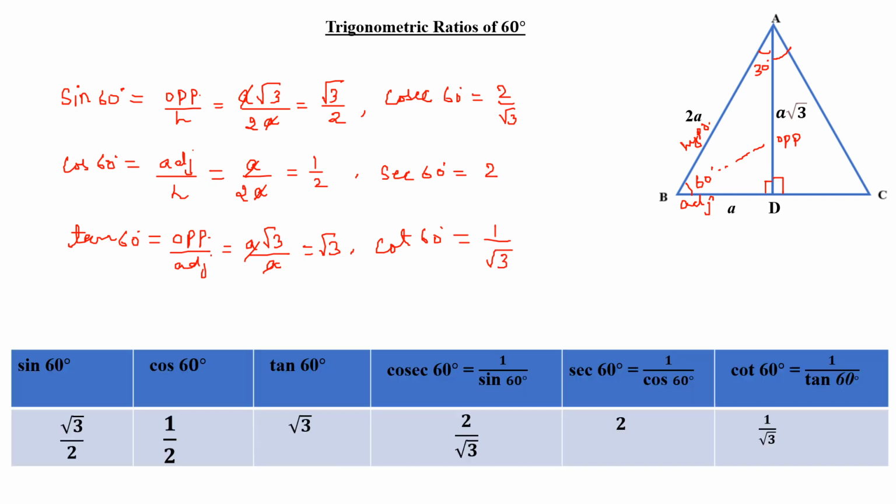So you can see sine 60 degree is root 3 by 2, cos 60 degree is 1 by 2, tan 60 is root 3, cosec 60 is 2 by root 3, sec 60 is 2 and cot 60 degree is 1 by root 3. So this is the trigonometric ratios of 60 degree. Now next I am going to do the trigonometric ratios of 0 degree and 90 degree.